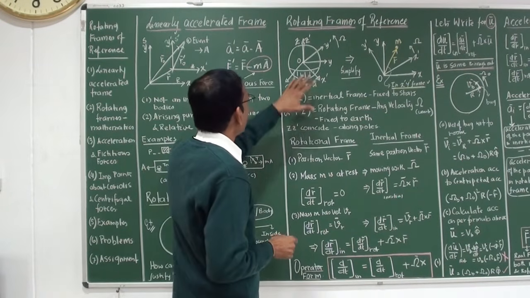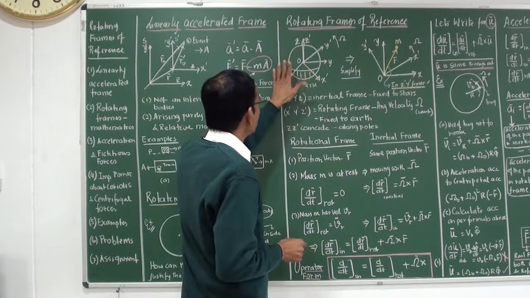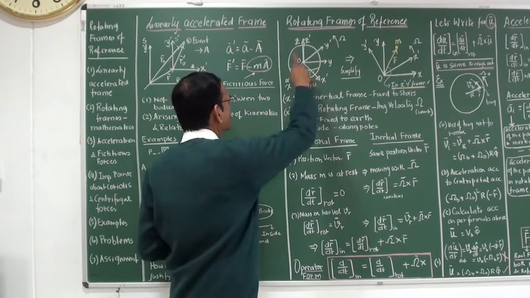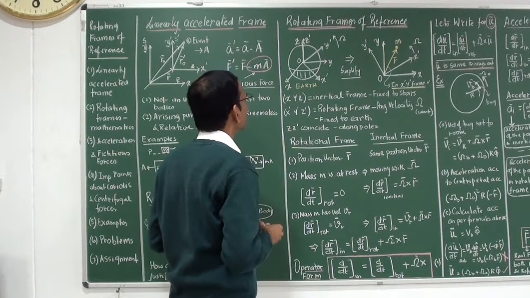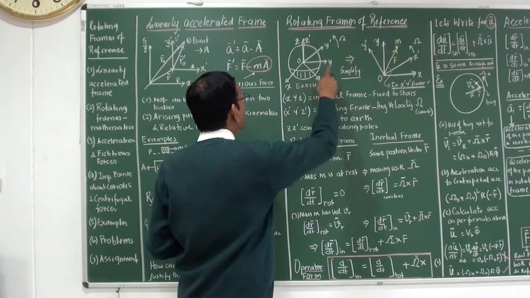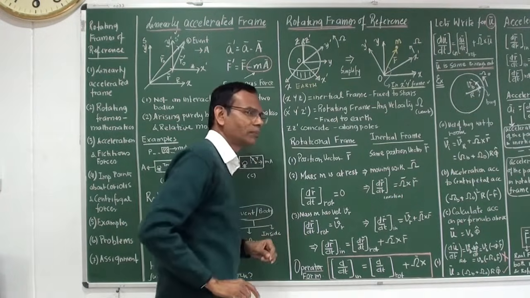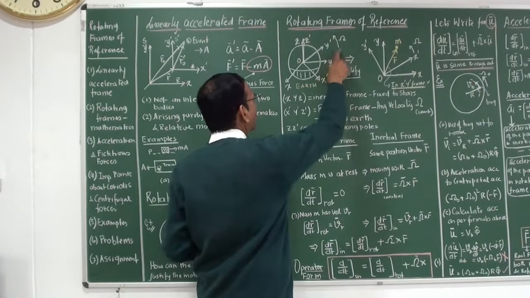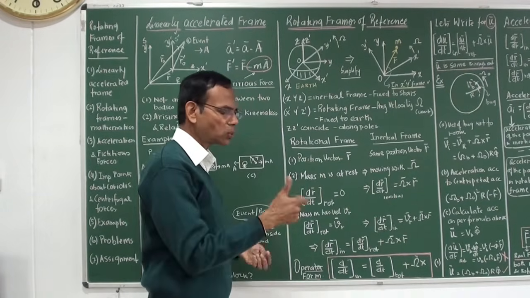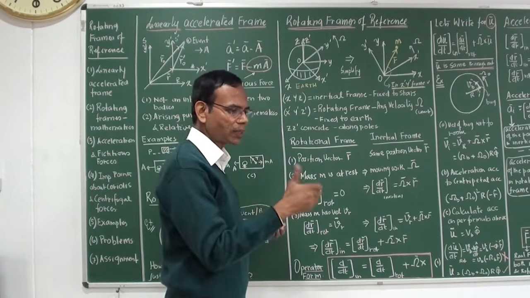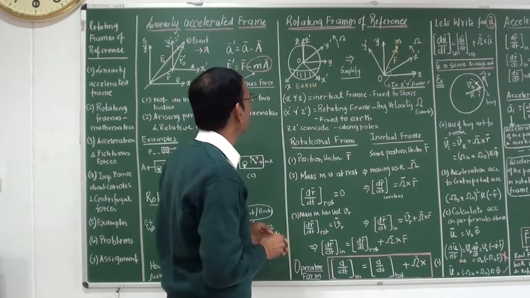So let us see. Here we take Earth as a rotating frame. This is the Earth, and the axes which are fixed with the Earth are x prime, y prime and z prime. Earth is rotating with an angular velocity omega. So it is rotating about its z prime axis.